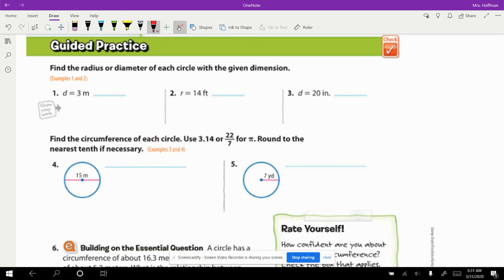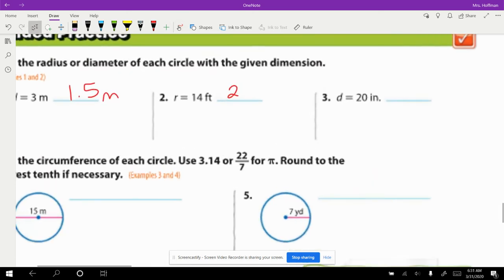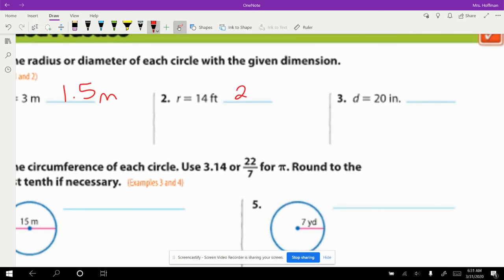The first answer is 1.5 meters, because you're going from a diameter to a radius, and the radius is going to be smaller, of course. If they give you the radius, the diameter is going to be twice as large, so number 2 is going to be 28. All of these, by the way, need units on them, so if it's in feet, we need to write feet as well. Number 3, it gives us the diameter again, and the radius is smaller, so we know that this is going to get cut in half, so this is a 10-inch radius.